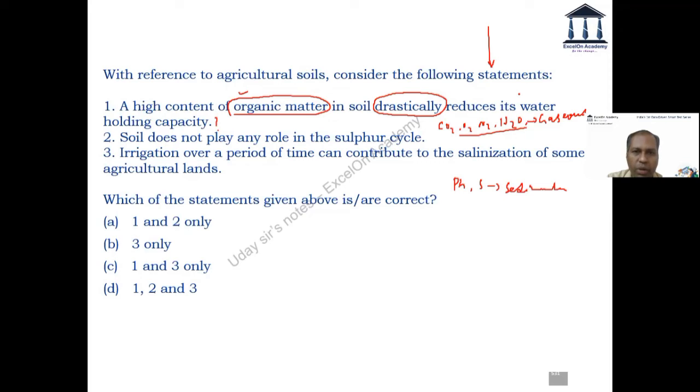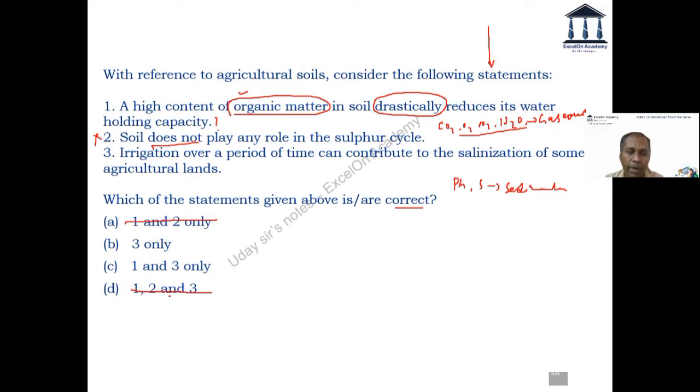Sulfur is sedimentary. Superb, Weber. Let me first come to the thing where both of us seem to be in agreement. Both of us are saying that sulfur is sedimentary, so soil for sure does play a role, which means this statement is incorrect. What is asked is which are correct. So promptly I will delete the options which have statement 2, soil does not play any role in the sulfur cycle, because the sulfur cycle is sedimentary, as we just discussed.